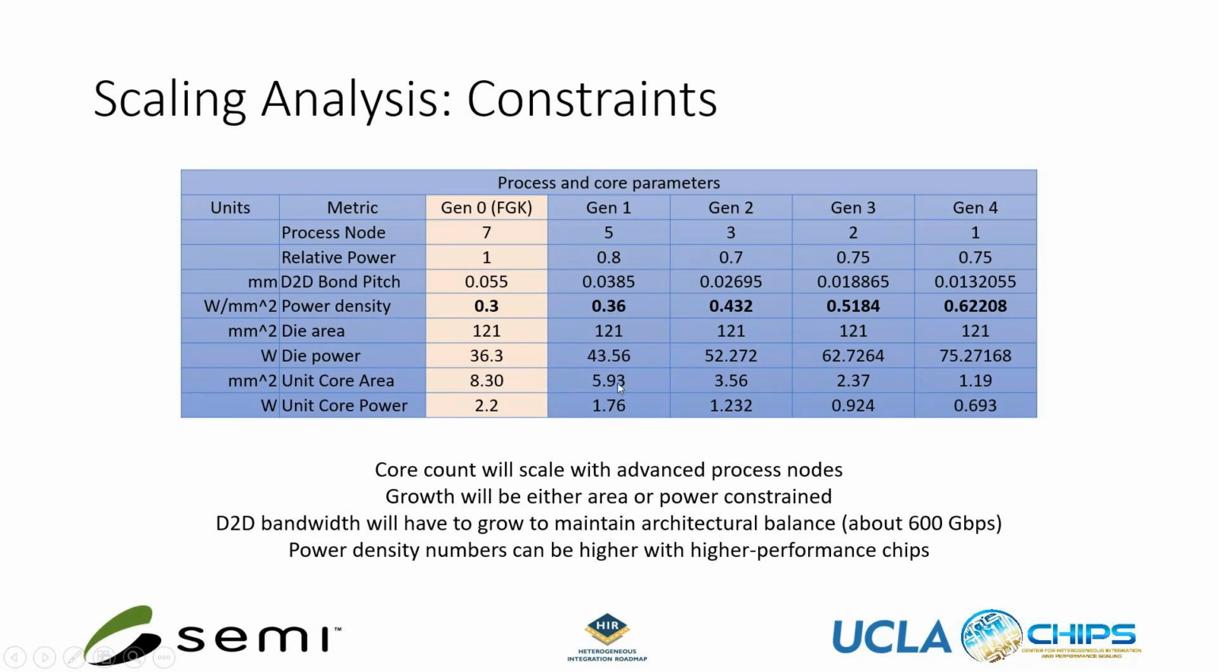I did linear scaling rather than square. And the power of a unit core also keeps decreasing. I didn't do absolute squares because obviously you're not going to get that efficient. So these are defensible assumptions. So fundamentally, what we know is that core count will scale with advanced process nodes, and the key question is how. How does core count scale, and how much does die-to-die bandwidth have to grow by?